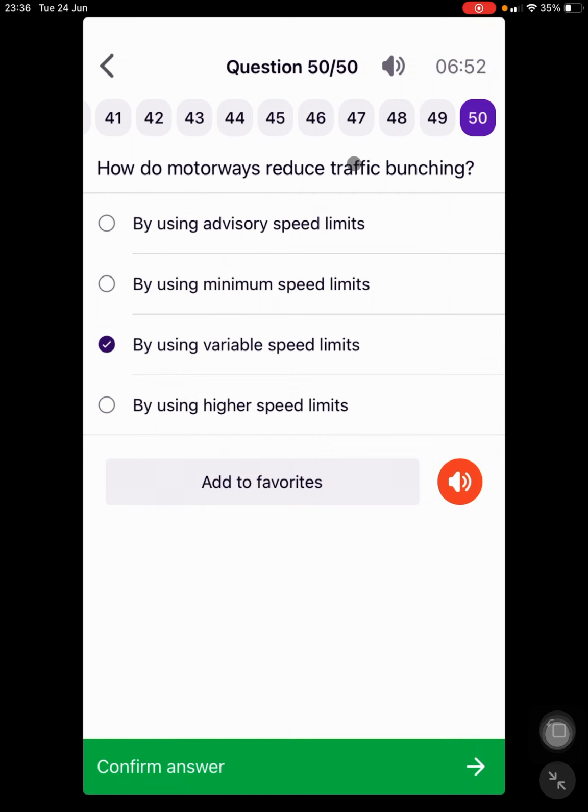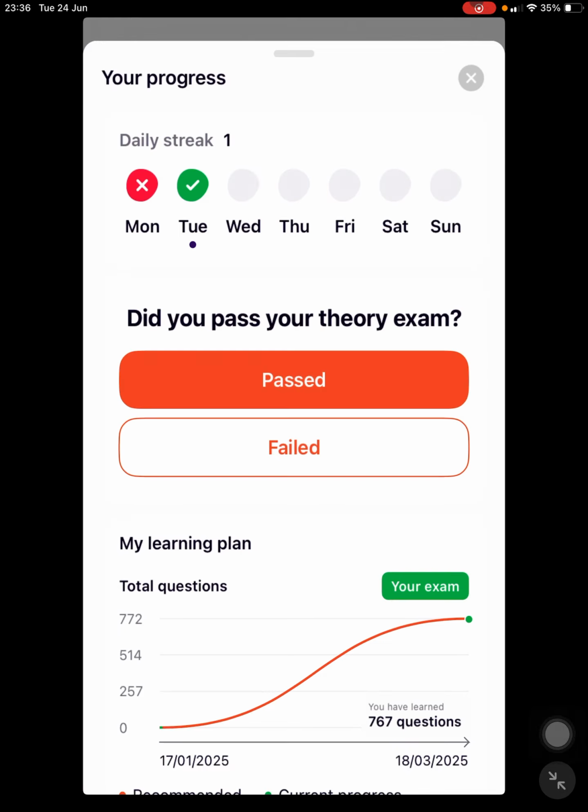How do motorways reduce traffic bunching? Traffic bunching means when there is too much traffic together. That's bunching, traffic bunching. So by using variable speed limits.